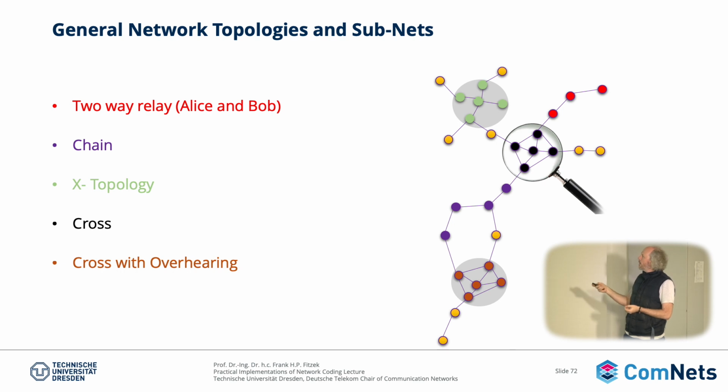For example, if you look at this, there is a two-way relay, Alice and Bob. I hope everybody of you has heard about the two-way relay. There's a chain, in which Alice and Bob are 3 nodes in a chain, but there could be even a longer chain. There is an X topology and a cross with overhearing. This is more one family down here. The colors correspond to the architecture that you find here. For example, the chain is here the purple-blue, what you can see here. And the cross you can see here, and this is the cross with overhearing. You don't see the difference in this example, but you will see it later on.